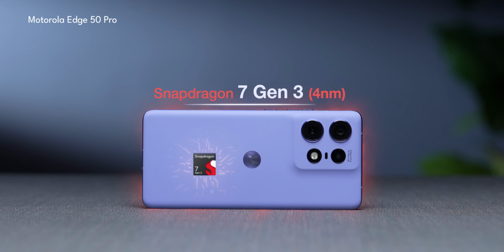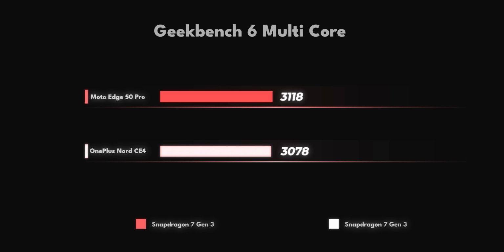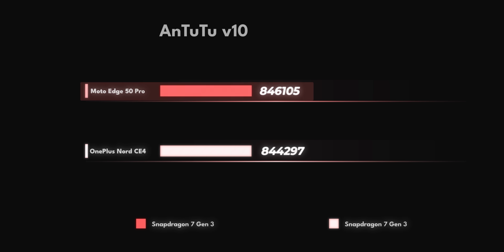Okay, we understood storage, Irshad. What about the actual performance of the Snapdragon 7 Gen 3? Well, the benchmark scores are very similar, whether it's Geekbench or Antutu. By the way, do you see that Edge 50 Pro Antutu score?